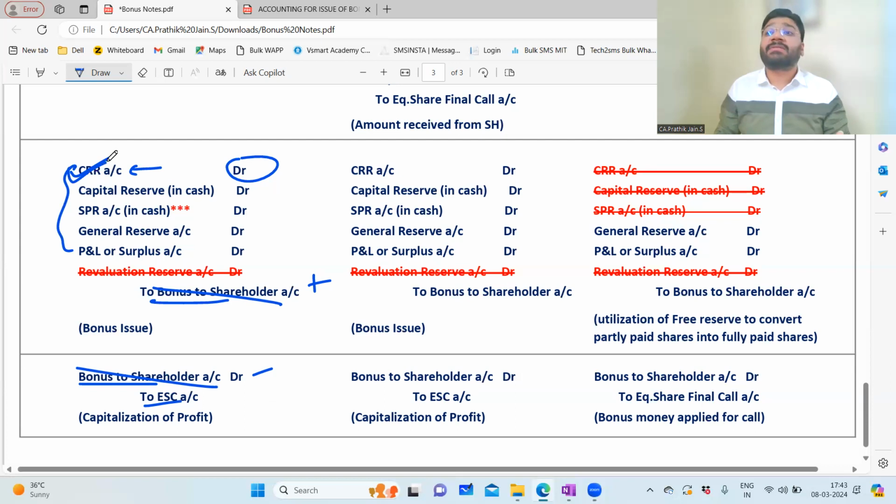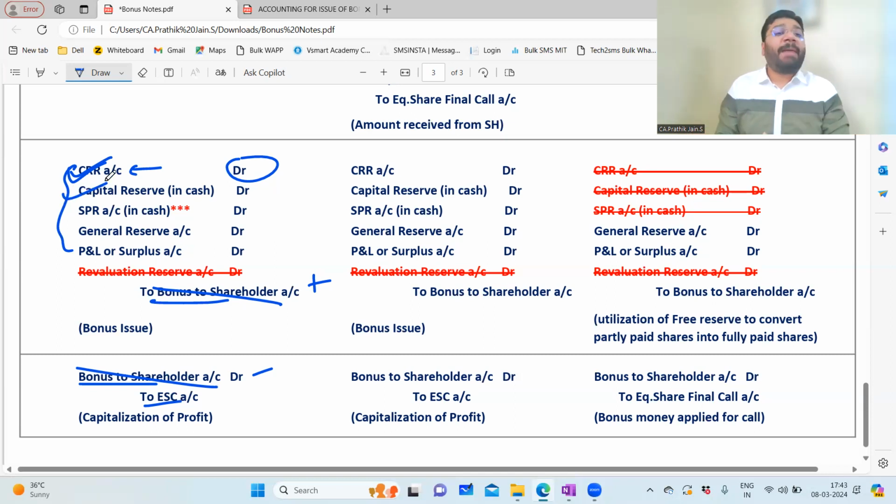And who is advising this? The Companies Act itself is advising it. Because if you don't use it for this purpose, then for which purpose will you use it? There are only 1, 2 or 3 purposes for which you can use CRR. In that, one purpose is issue of fully paid bonus shares.